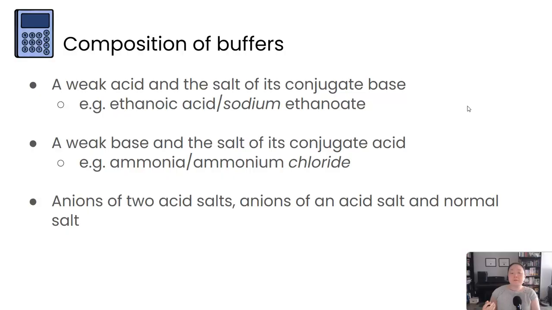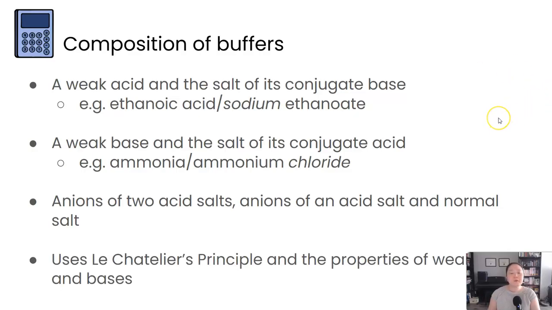You can also make buffers using the anions of two acid salts, and you can also make a buffer using the anions of an acid salt and a normal salt as well. And honestly, depending on what you're using, you can get those different pHs that you need to get. Now, at the end of the day, no matter what it is you use to create a buffer, the way that a buffer works is going to be through Le Chatelier's principle, and it also takes advantage of how weak acids and bases work as well.